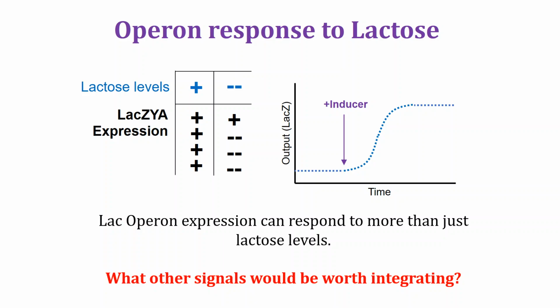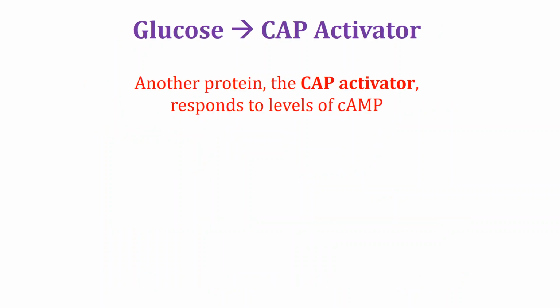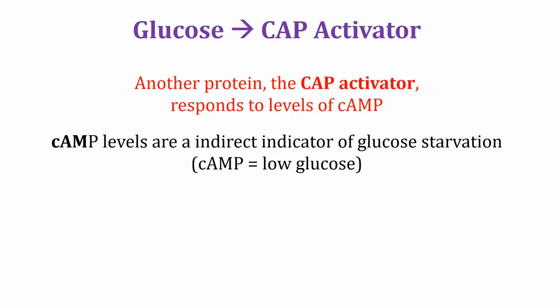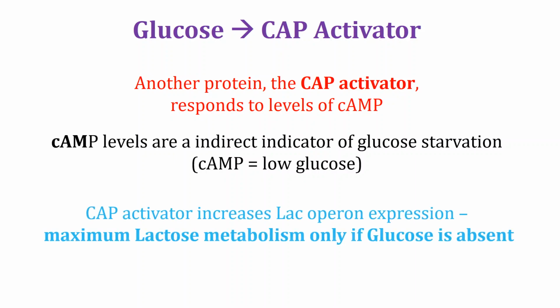There are ways in which you can layer on top of a promoter more than one type of signal. So here's another example from this same set of genes. In addition to that LacI repressor, there's another protein known as the CAP Activator. This will respond to low levels of other sugars in the cell, such as glucose. So this is directly responding to levels of a molecule known as cyclic AMP, and these are an indicator of glucose starvation or low energy in the cell.